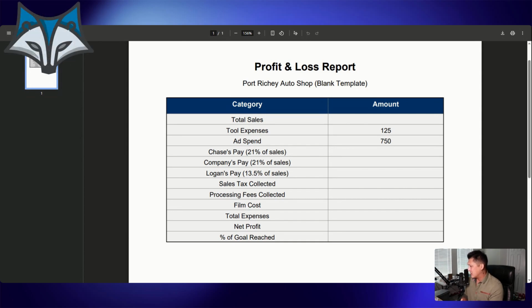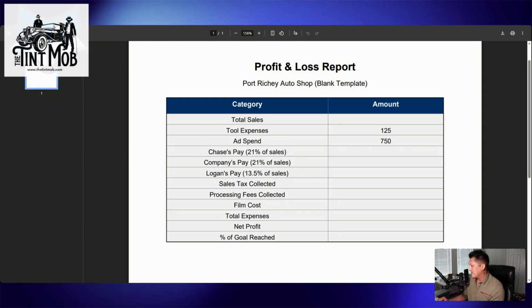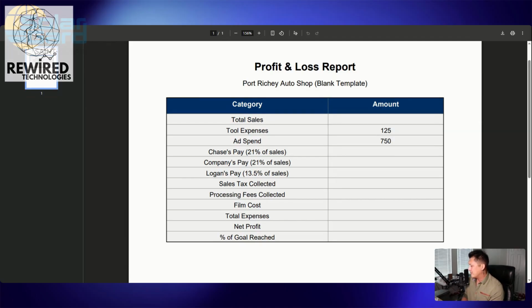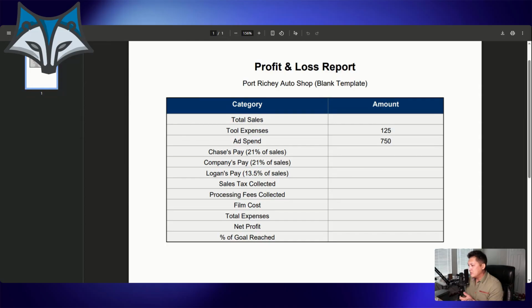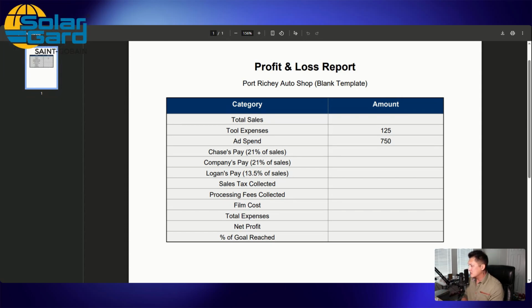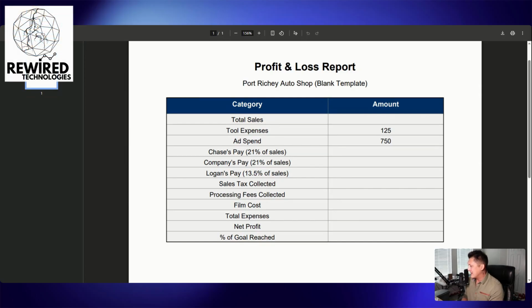Essentially, you put in your total sales up here, and then you subtract everything else that it costs you to make those total sales. For example, for tool expenses, we do about 125 a week, and that covers blades for the plotter, strips for the plotter, new pouches, new tools that need to be replaced, new spray tanks, water bottles, water for the installers, Gatorades for the installers, maybe snacks for the installers, things of that nature. So that's what that line item is.